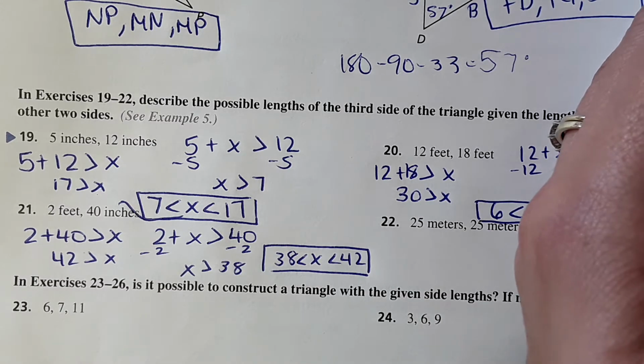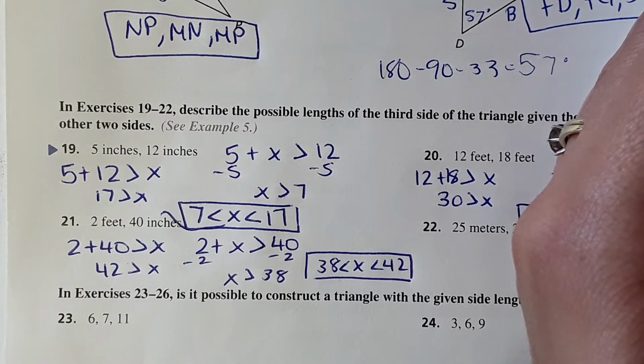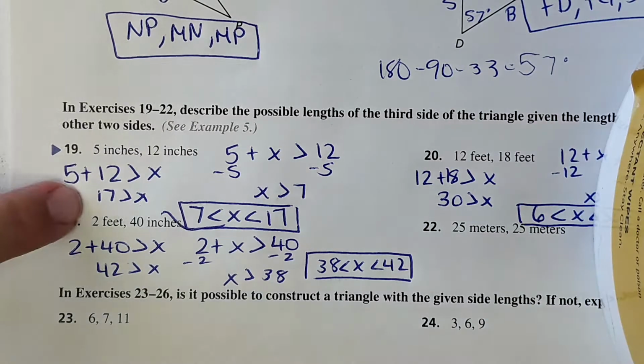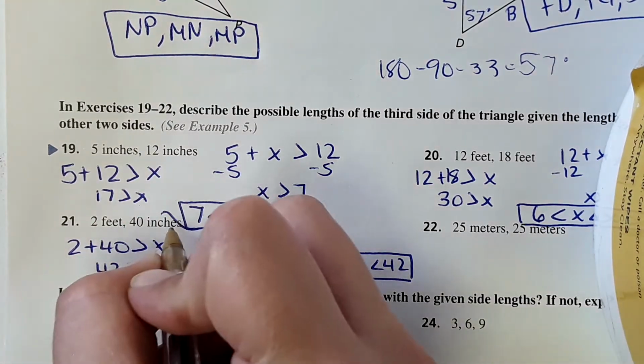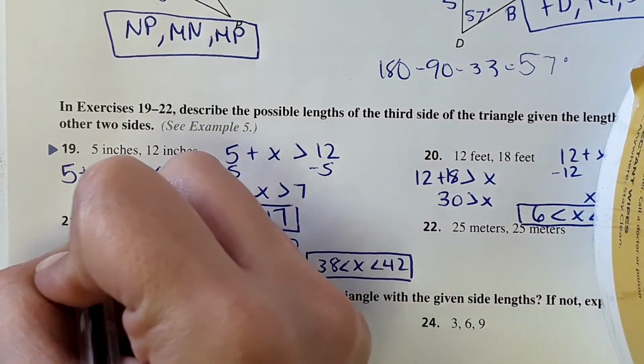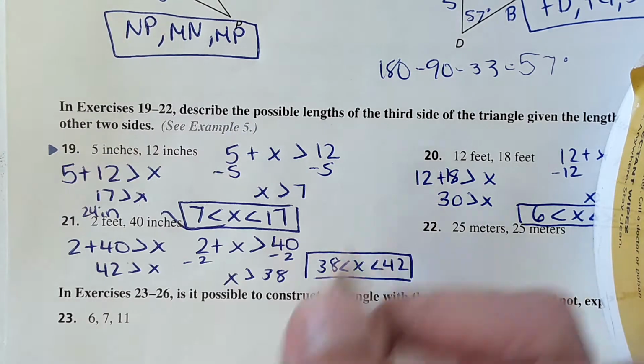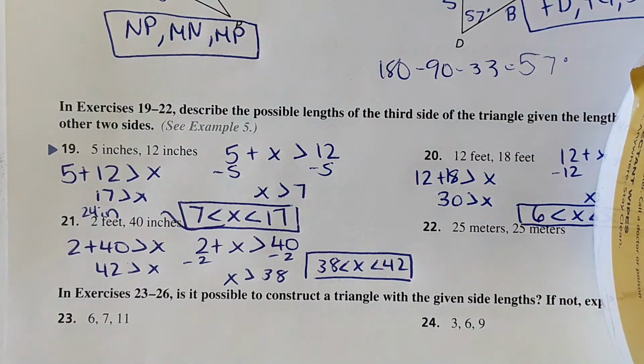Oh, they are. I didn't even notice that. Yeah, Kaden noticed that this says feet and this says inches. 2 feet would be 24 inches. Okay, should I white it out or just do it again? I don't know.